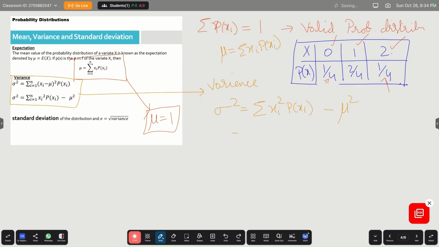So let us take the example, this table. The first value of x is 0. So let me take 0 square multiplied by its probability 1 by 4, plus the next value is 1.